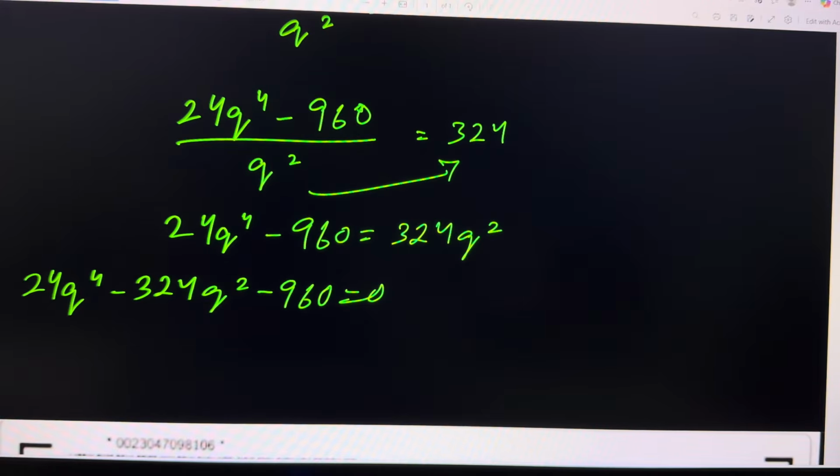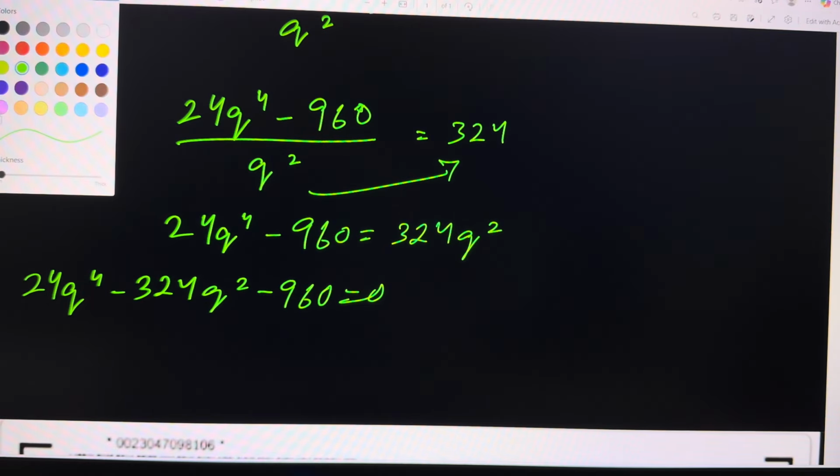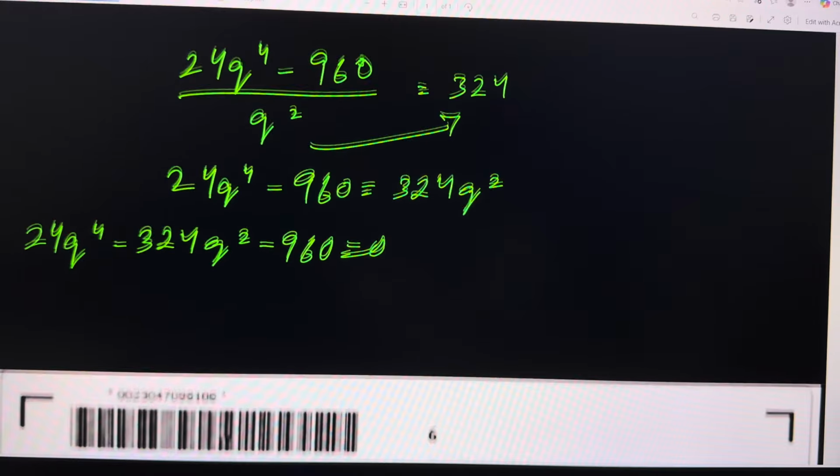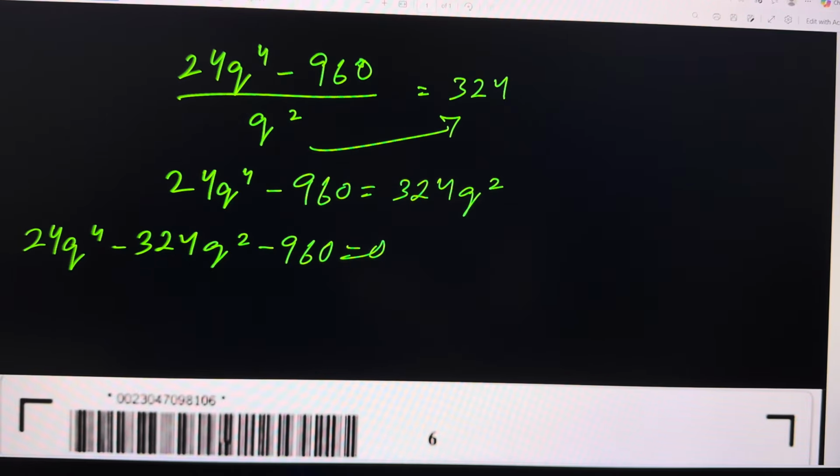So this is a disguised quadratic. Now this is divisible by what? Let's try 24. Is it divisible by 24? No, this is not divisible by 24. Maybe divisible by 8? 324 divided by 8? No. Okay, first let's do it by 2, so it's easier on us.